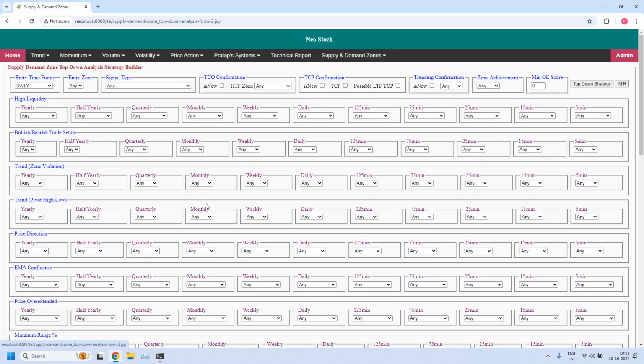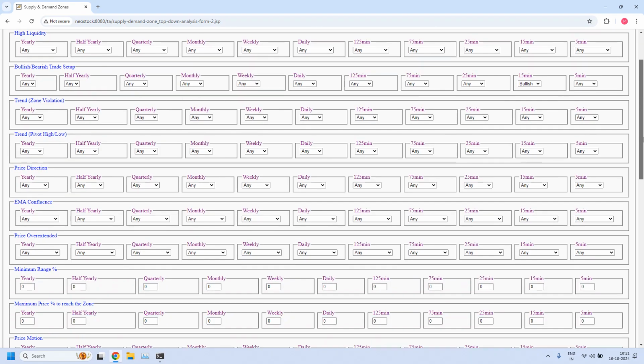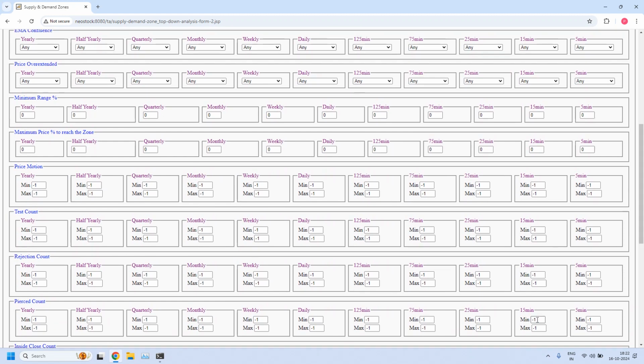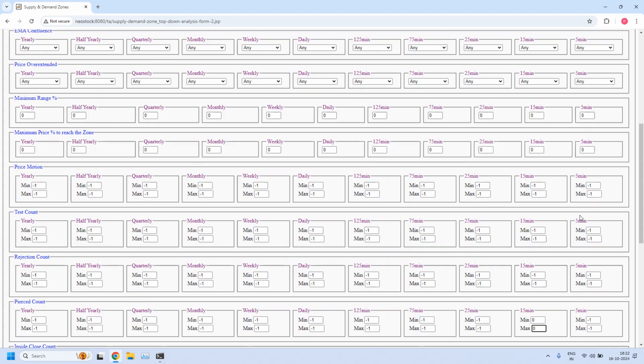Next, let us look for a daily income trade, bullish trade setup. Entry time frame is 15 minutes. Entry zone is a demand zone. In bullish or bearish trade setup at 15 minutes time frame, I am setting the value bullish. This 15 minutes demand zone should not be pierced. So in the pierced count at 15 minutes time frame, I am setting minimum value 0, maximum value 0.